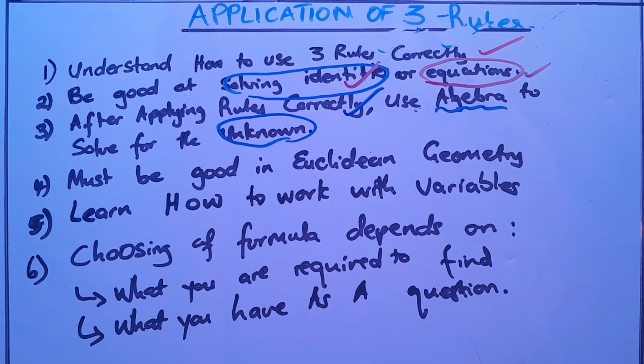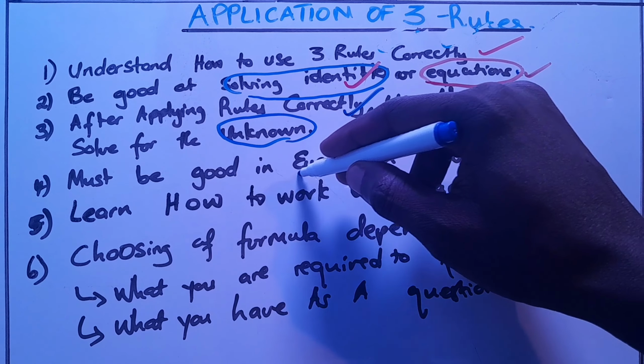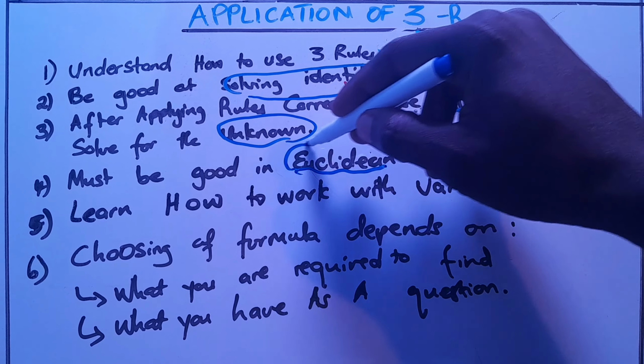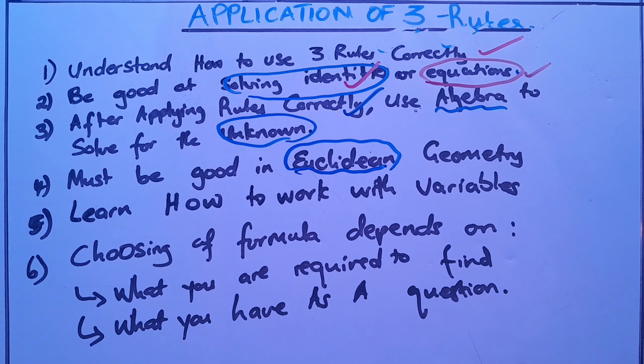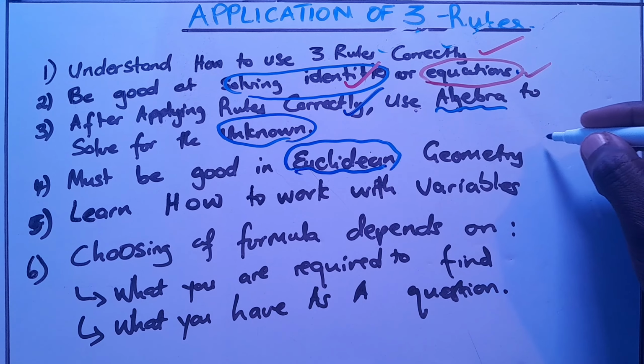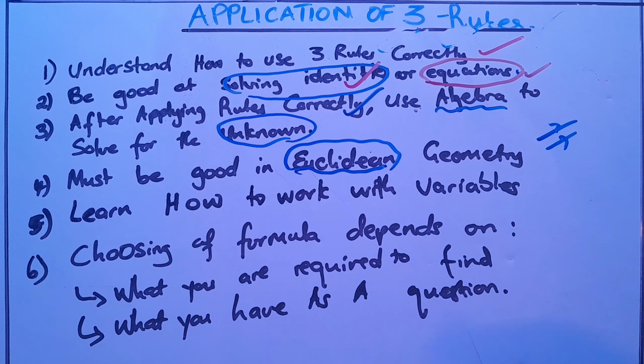And then after that, you must also be good in Euclidean geometry, right? Because some of the statements that we are given in these questions require us to have knowledge of Euclidean geometry. Knowledge such as if you're having parallel lines, how you can apply that, or if you're having equal lines in a triangle, you know how to apply that according to Euclidean geometry. So revisit your Euclidean geometry and check if you're very good at it.